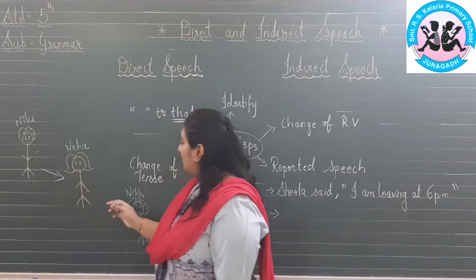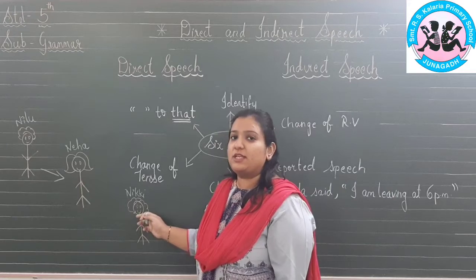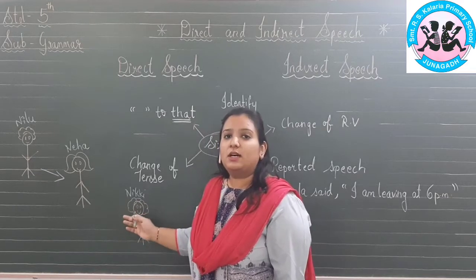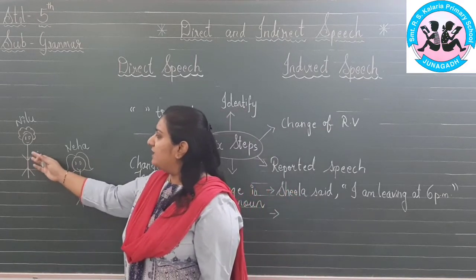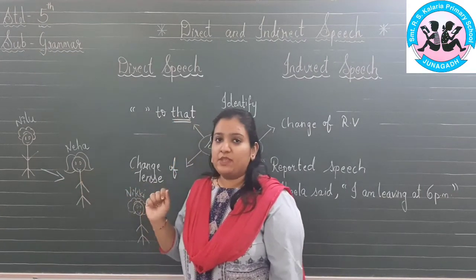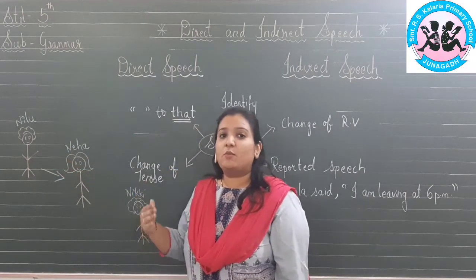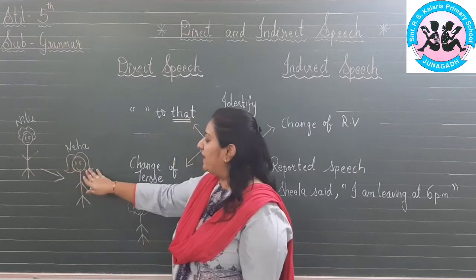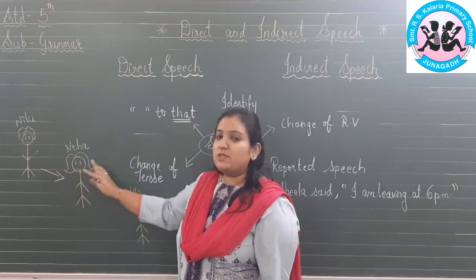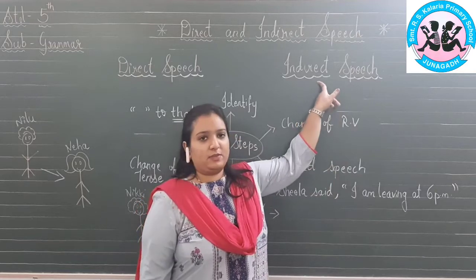But if the third person, Nikki, is not present in that scene, and they are talking about Nikki, then Nikki will be the third person. For example, Neelu is telling Neha that I am leaving at 6 p.m. These are the exact words spoken by Neelu. But if these words are modified and Neha gives the same message to Nikki that Neelu will be leaving at 6 p.m., these are the modified words. The modified words are called indirect speech.